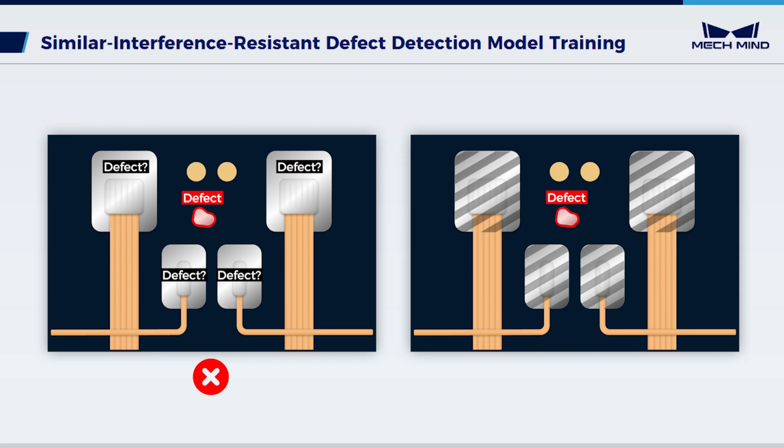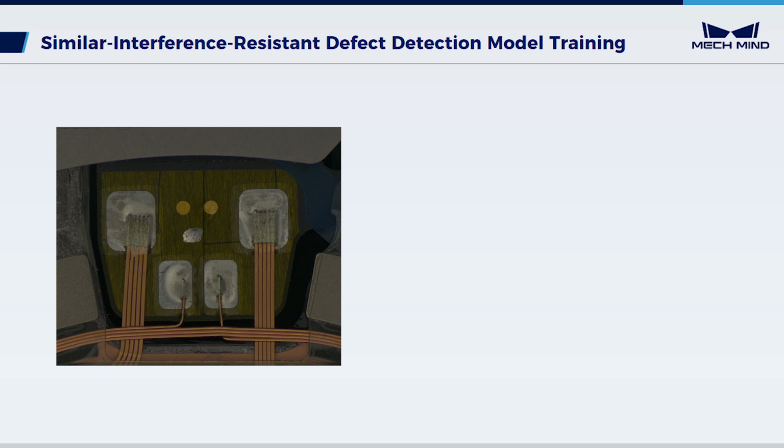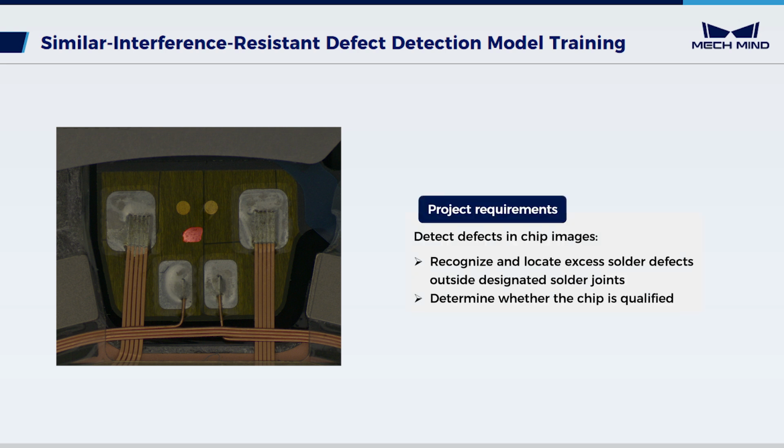identifies defects accurately. In this example of chip image defect detection, the goal is to recognize and locate excess solder defects outside designated solder joints, determining whether the chip is qualified. However, the 4 standard solder joints on the pads closely resemble the defects in appearance and reflectivity. Drawing the mask to cover these areas will effectively eliminate similar interference and improve the model's defect recognition accuracy.